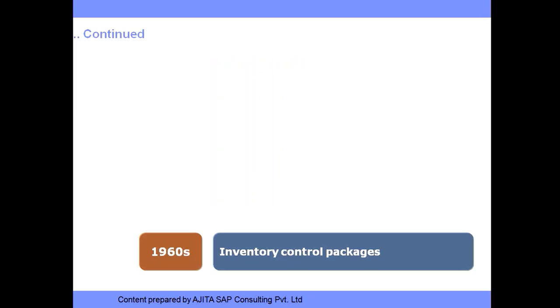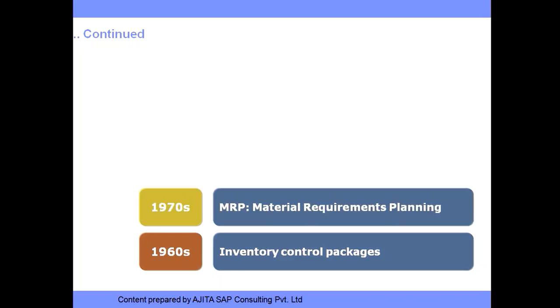In the 1960s, there was nothing called ERP. There were only a few inventory control packages, and most of the data handling was done manually, but you had inventory control packages that were introduced in the 1960s. So only inventory was managed in the system. Everything was done more or less manually.